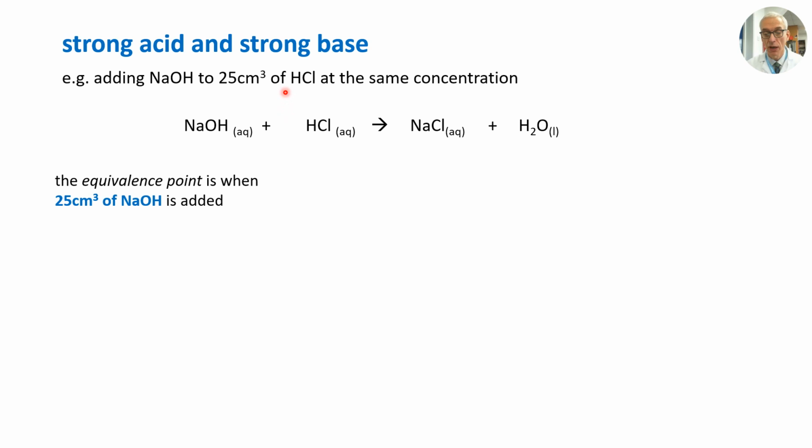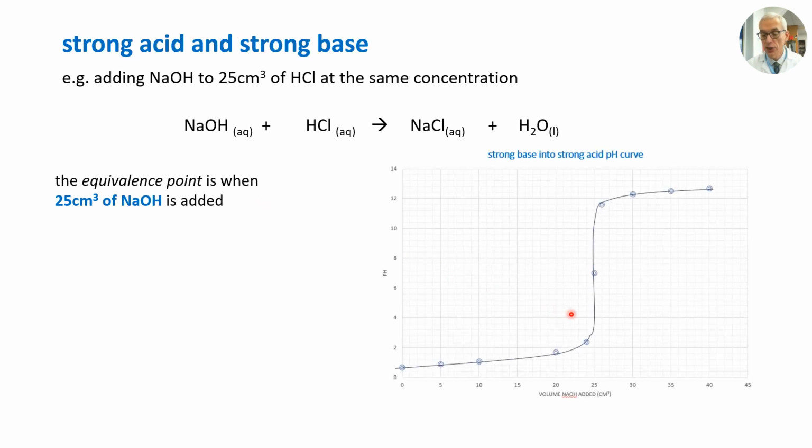We've got 25 of hydrochloric acid. The sodium hydroxide is at the same concentration, therefore we will have the same number of moles, exactly reacting moles, when 25 centimeters cubed of sodium hydroxide is added. And we will notice that that corresponds to the vertical section of the pH change curve.